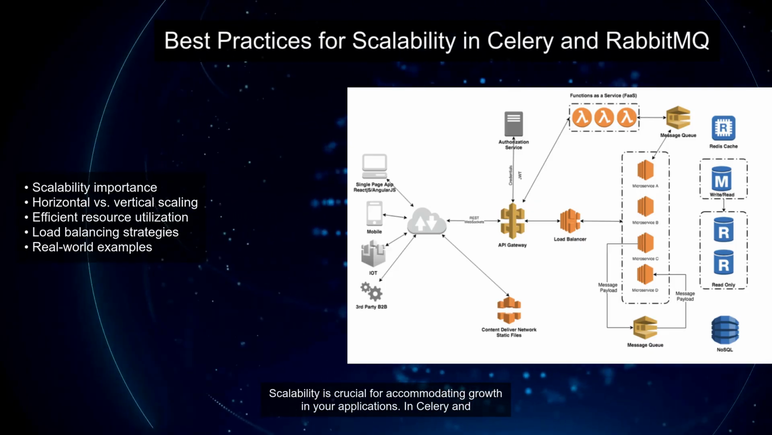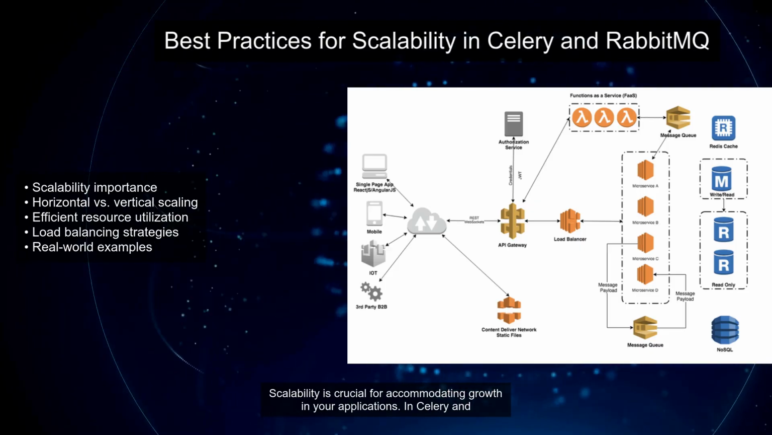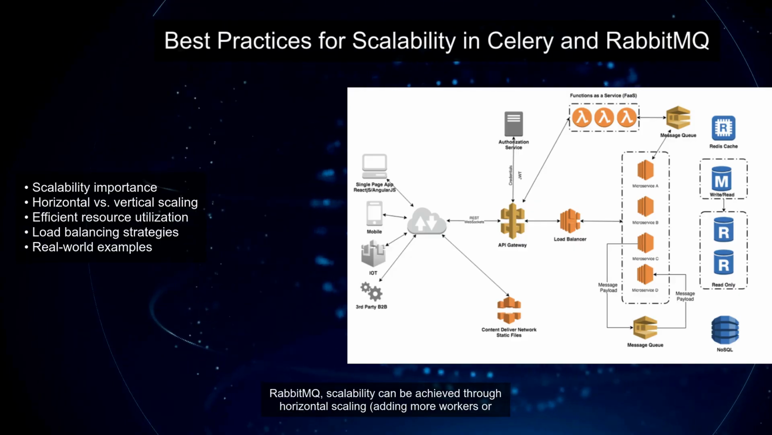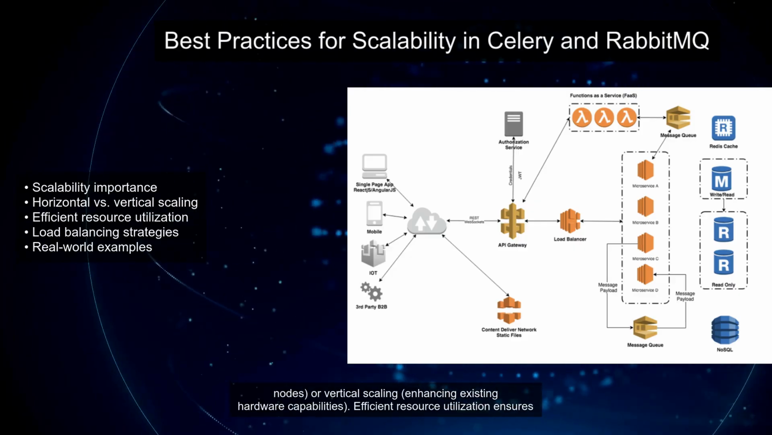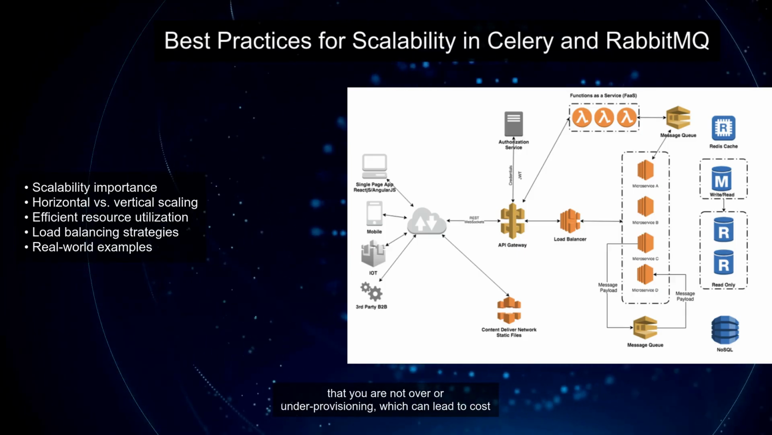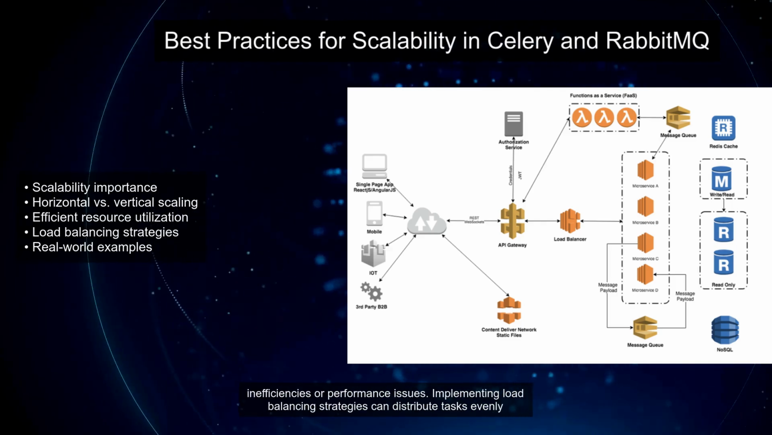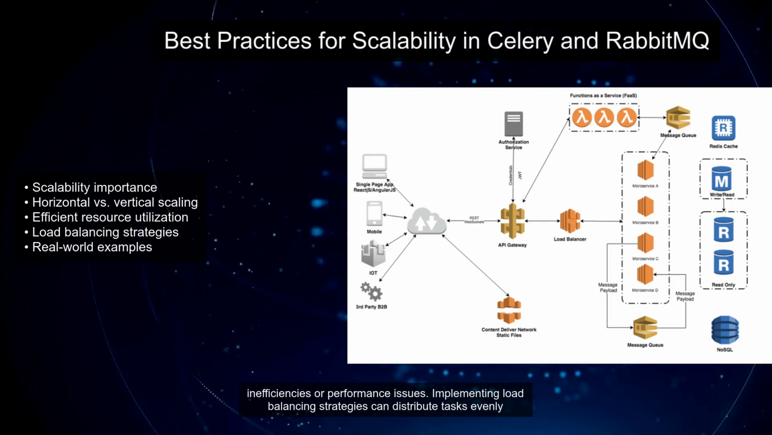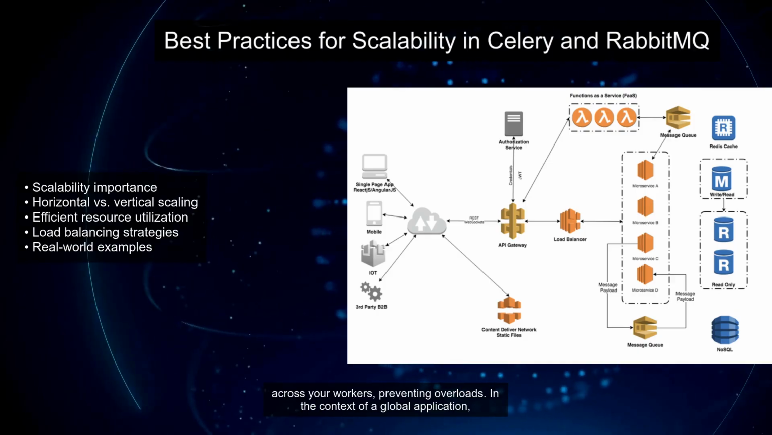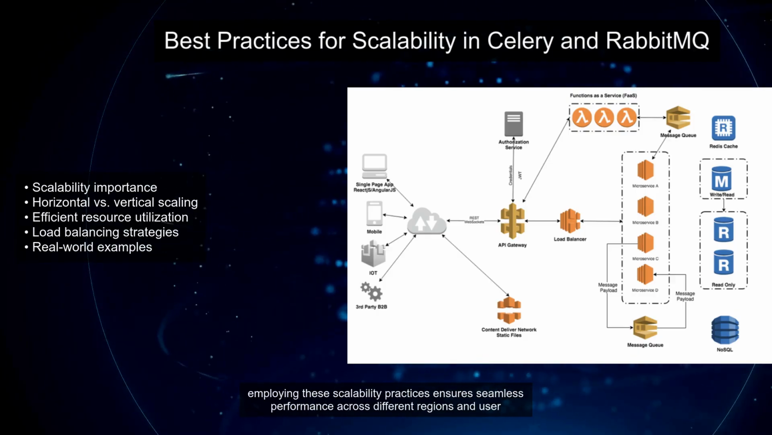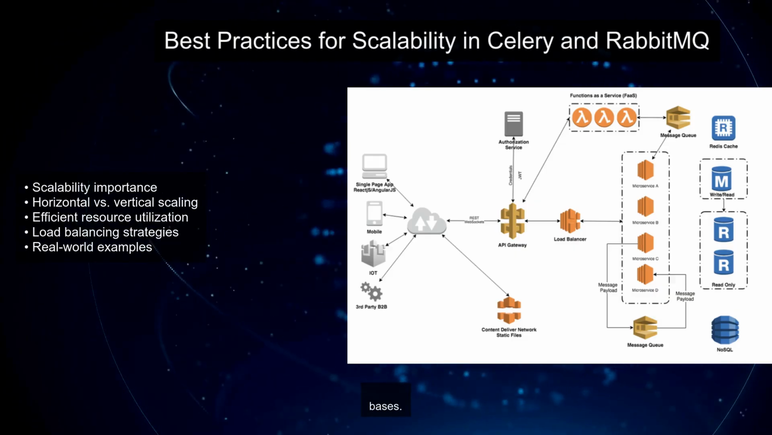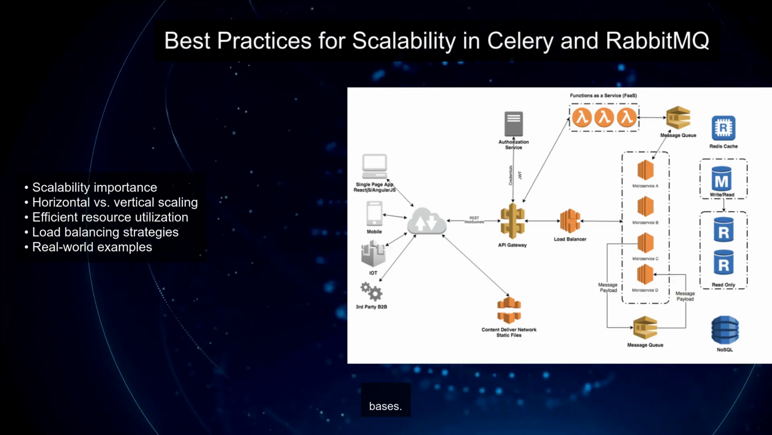Scalability is crucial for accommodating growth in your applications. In Celery and RabbitMQ, scalability can be achieved through horizontal scaling, adding more workers or nodes, or vertical scaling, enhancing existing hardware capabilities. Efficient resource utilization ensures that you are not over or under provisioning, which can lead to cost inefficiencies or performance issues. Implementing load balancing strategies can distribute tasks evenly across your workers, preventing overloads. In the context of a global application, employing these scalability practices ensures seamless performance across different regions and user bases.